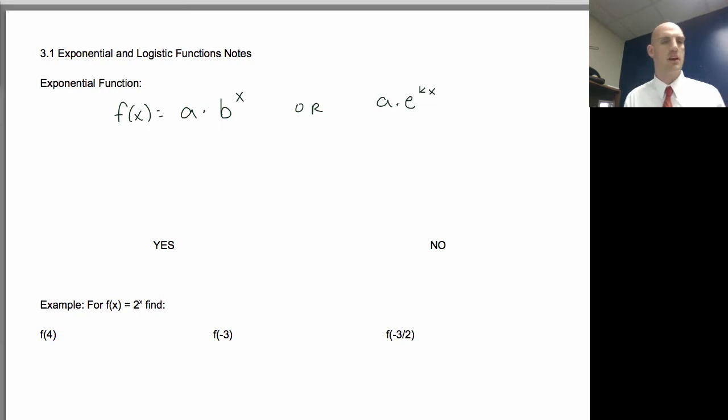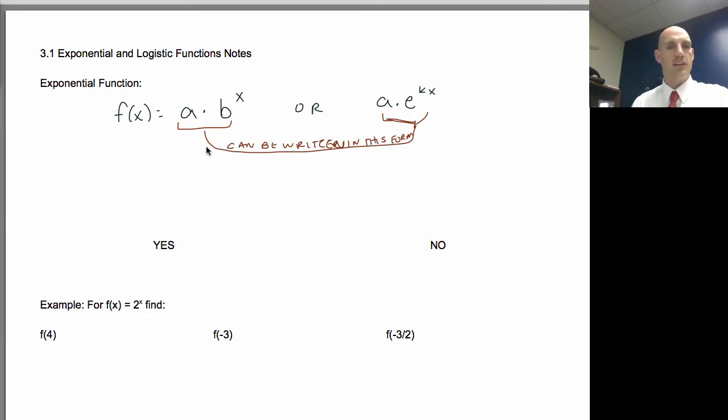Now, the thing that we're going to discover as we go throughout this chapter, not necessarily in this section, is that any of these initial functions, a times b to the x, can be written in this form. Any of these a times b to the x functions can be written into the form a times e to the kx. And a couple of the things that we need to know about it.